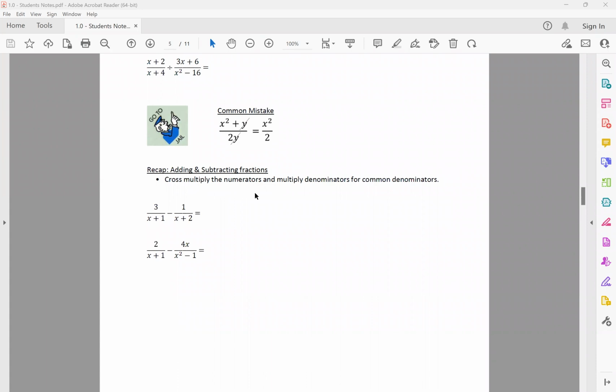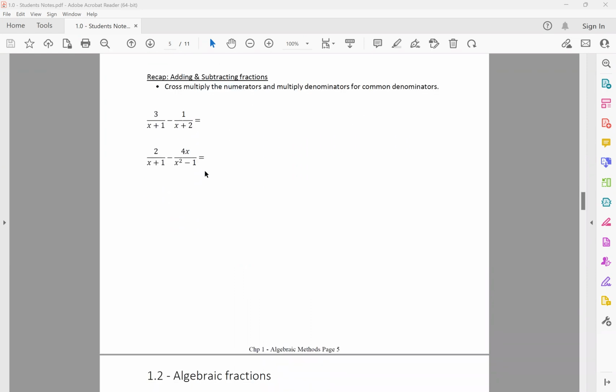A recap: when you add and subtract fractions, make sure you have the common denominator by cross multiplying. So we'll use this one, example number 1. The common denominator will be x plus 1, x plus 2. So I can make a whole big fraction out of x plus 1, x plus 2.